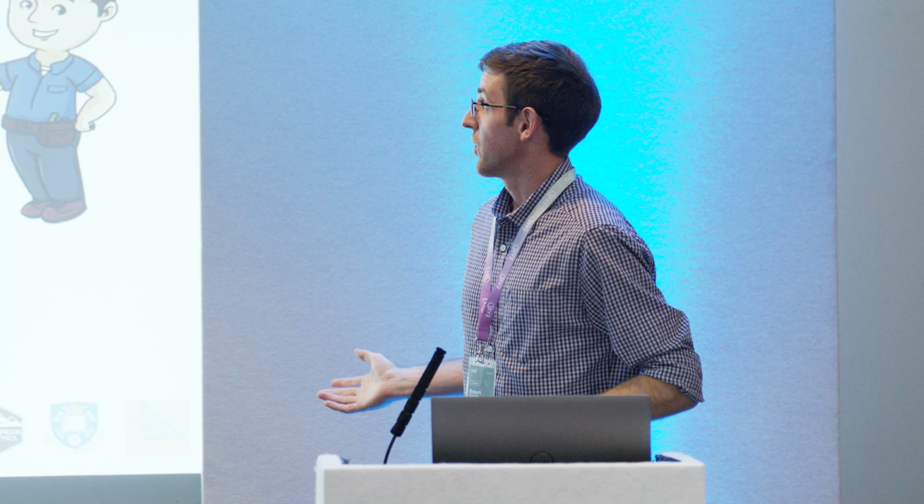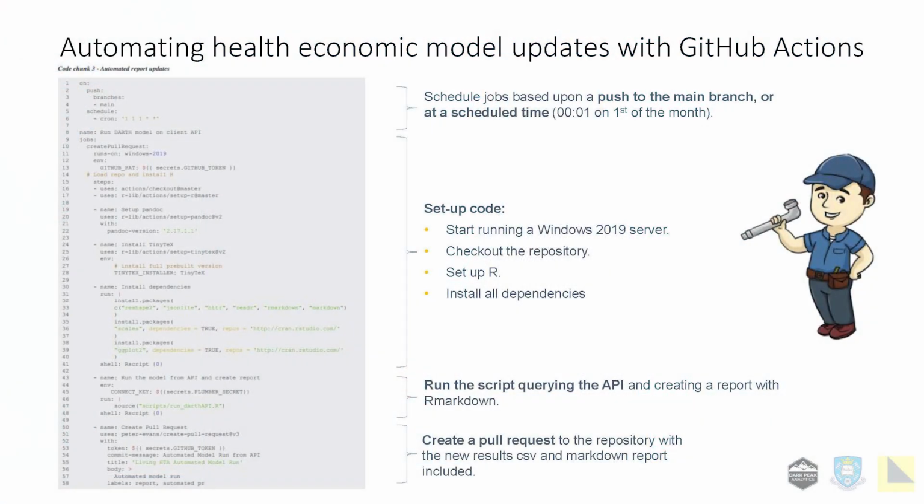And then this whole process can be automated using GitHub Actions. Again, you can use any service. I've just used GitHub Actions because for a lot of people who are new to this, that's probably the simplest. It's a free solution. And so here we schedule a job using cron based on whenever there's a push to the main branch or at a scheduled time. So the first minute, the first hour, the first day of the month.